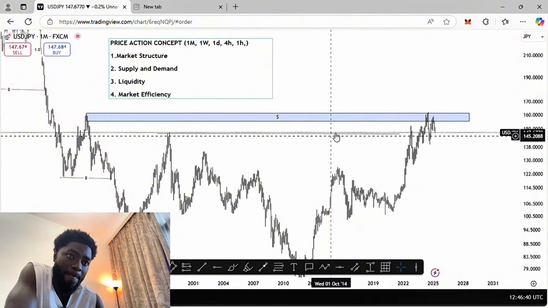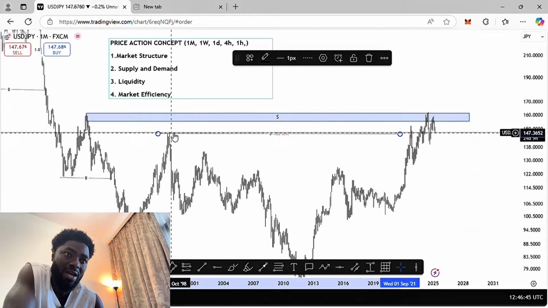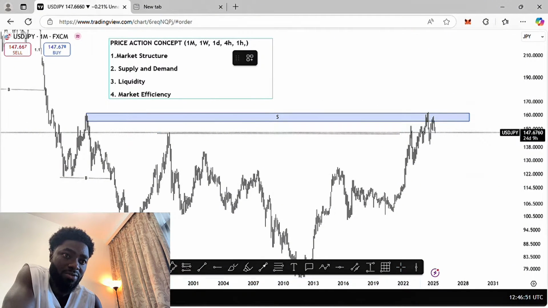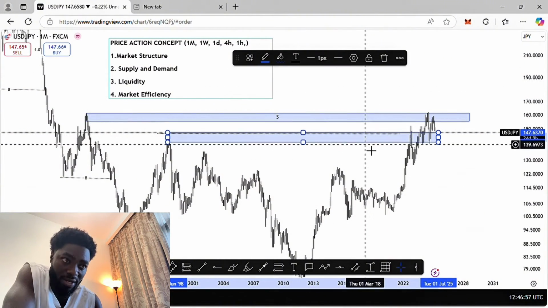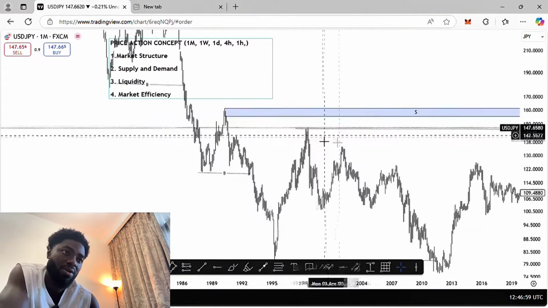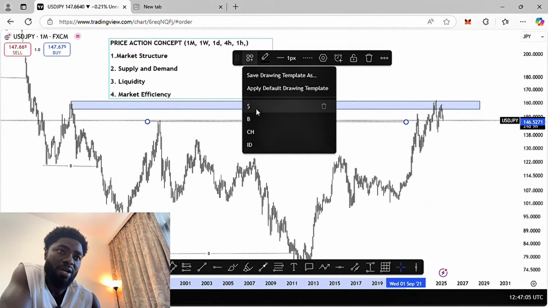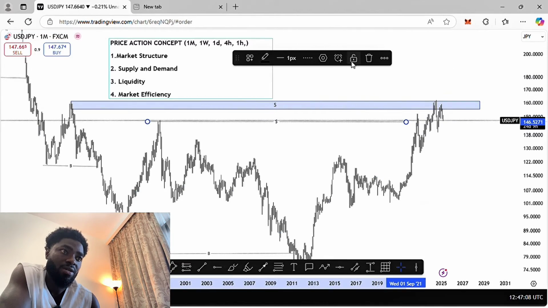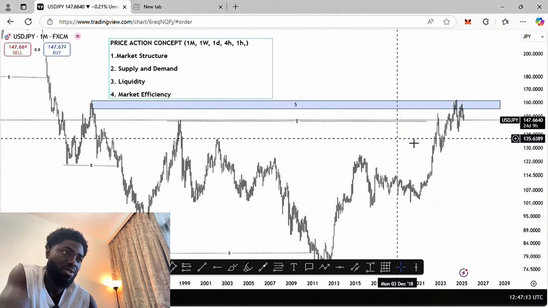Let's check the left side. You see now we respected it and came back to breach it. That should tell us that this is actually an inducement to induce people to think that this is really a supply zone that we will be looking for sales. But in actual sense, it's an inducement or a liquidity. So this guy becomes our liquidity, so making this area a major supply zone to actually look for a sell from.